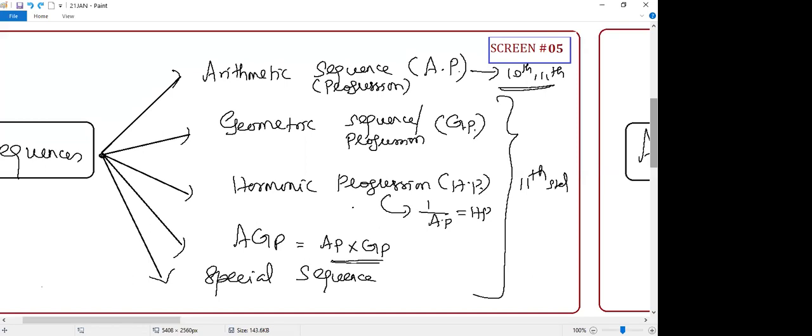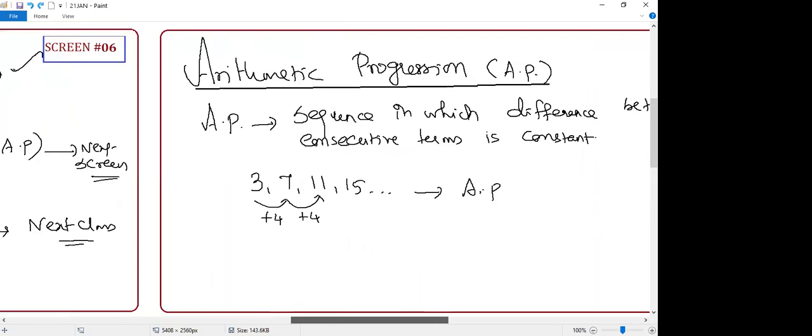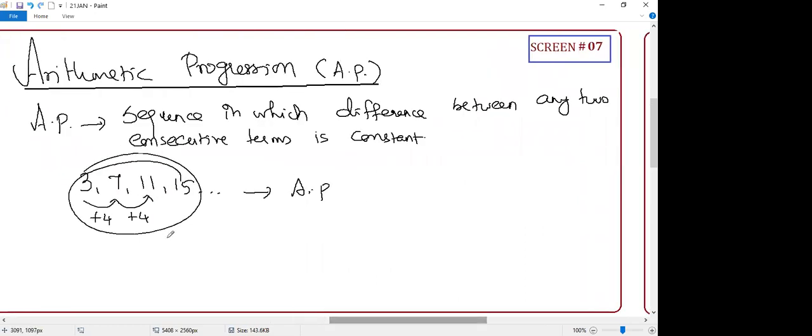Nutan, sir, right? Can you again repeat about GP, sir? You want to know about GP? Yes, sir. Instead of adding a constant term, you are multiplying by some common term. Then it's called a GP. Are you clear? GP. Okay, sir.